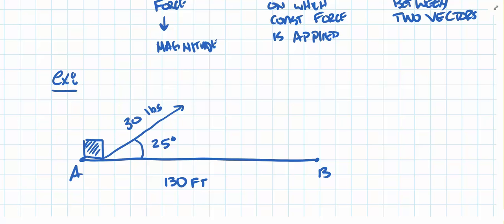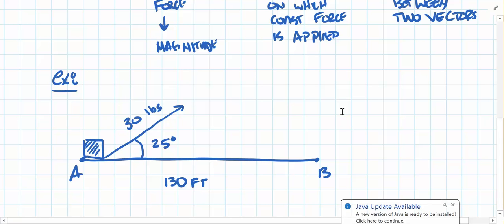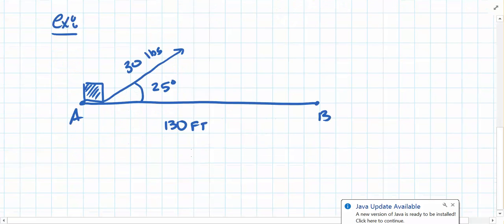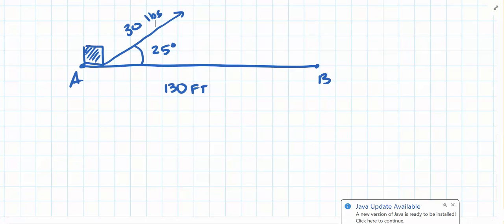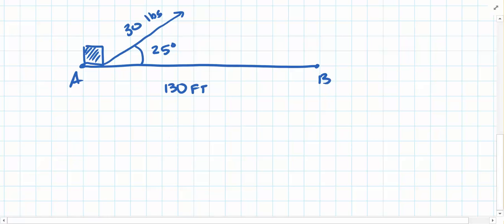Is the box 30 pounds? No. We're applying 30 pounds of force to the box. So we're pulling with 30 pounds of force. Do you have to know how much the box weighs? Nope. Not in this case, because we're not calculating that. We know how much we're pulling. So 30.